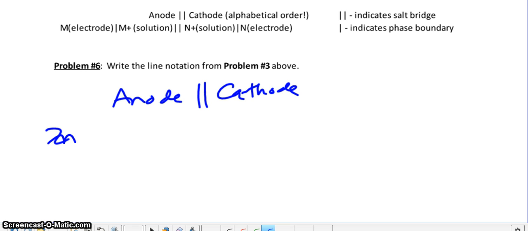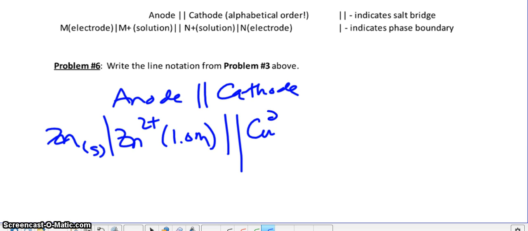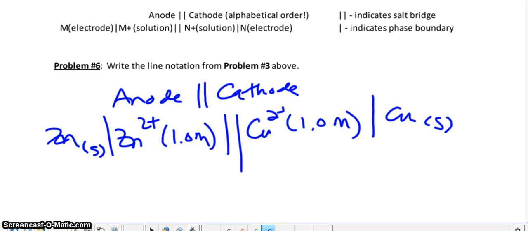So it is your zinc solid in a phase boundary with zinc 2+ at 1 molar. And then I have the copper 2+ at 1 molar, sorry guys, to the copper. And there you go. All right, we'll stop this now and go back, and now let's do part 3 of section 7.